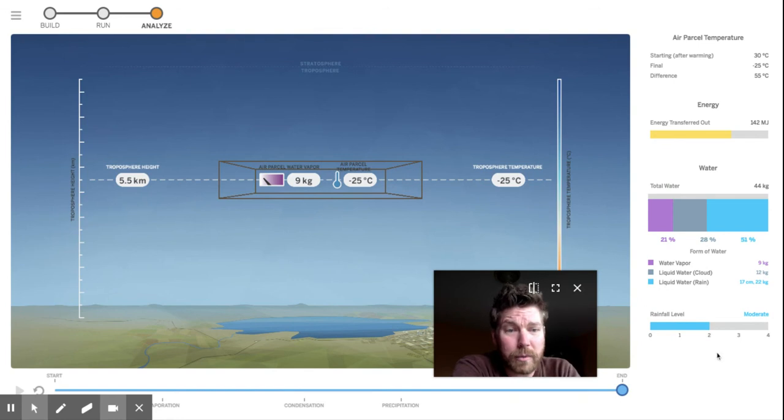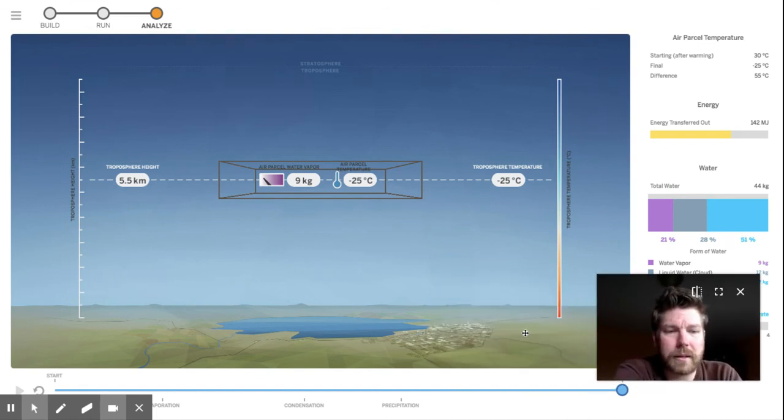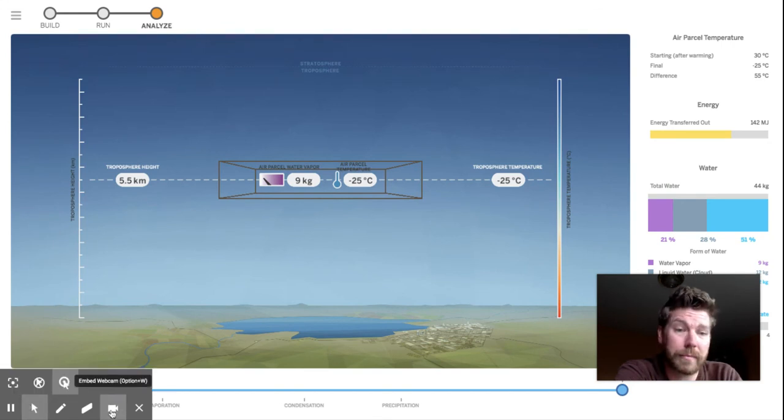And look, our rainfall level is at 2, which is a larger number than 1. So what that's telling us is that the amount of surface water does play a role in the amount of rain that we eventually get.